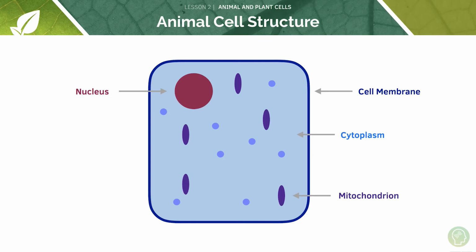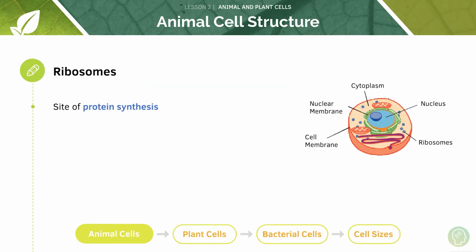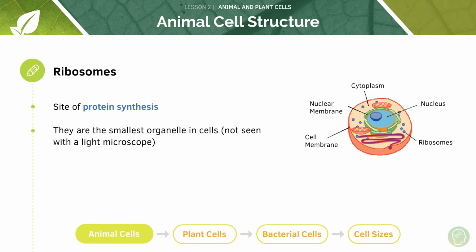Now let's take a look at the last organelle that we're going to cover in animal cells. It's our ribosomes. And you can see them over here. So the ribosomes are the site of protein synthesis in the cell. So I quite like to think of it as the protein factory of the cell. They're actually the smallest organelle in cells, and they're found in animal, plant, and bacterial cells, which illustrates just how important they are.